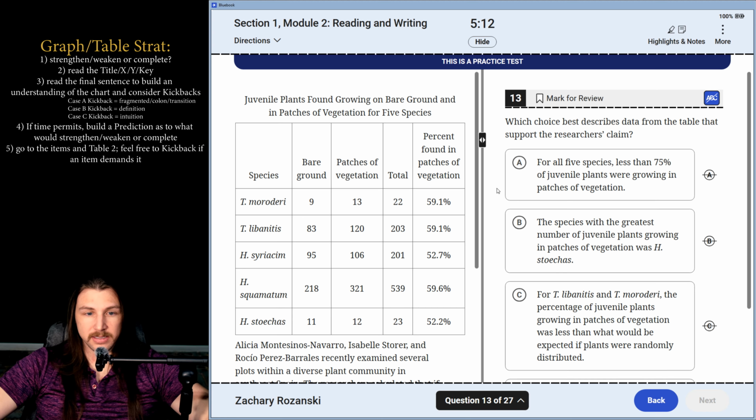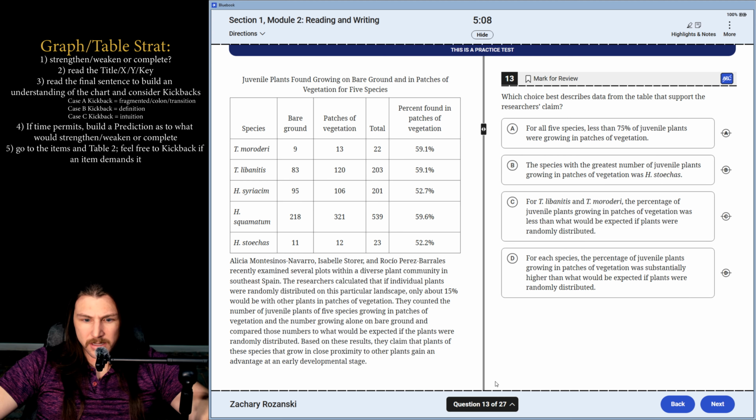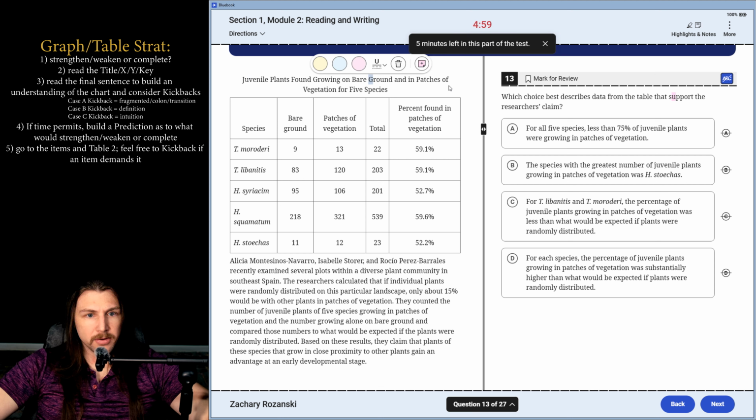I like this, it is present in A. We want data to support the researcher's claim. All right, what's my claim? Based on the results, they claim that, to support the researcher's claim, juvenile plants found growing on bare ground and in patches of vegetation for 5 species.